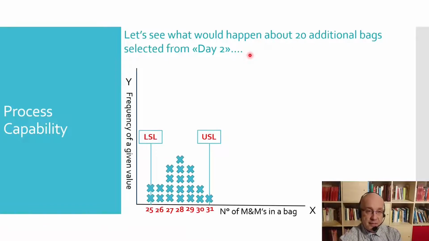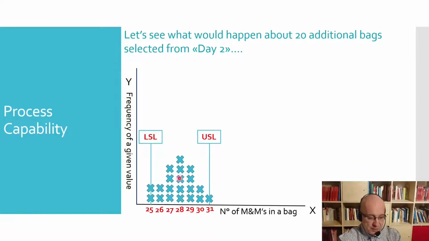So we have selected and represented in a graph the first 20 bags from day 1. Now we jump to day 2 of production, other 100,000 bags produced, we select other 20 bags and we make the same process. So we obtain a histogram like this. What can we say about these 20 additional bags? Well, the histogram is slightly worse than the previous one.